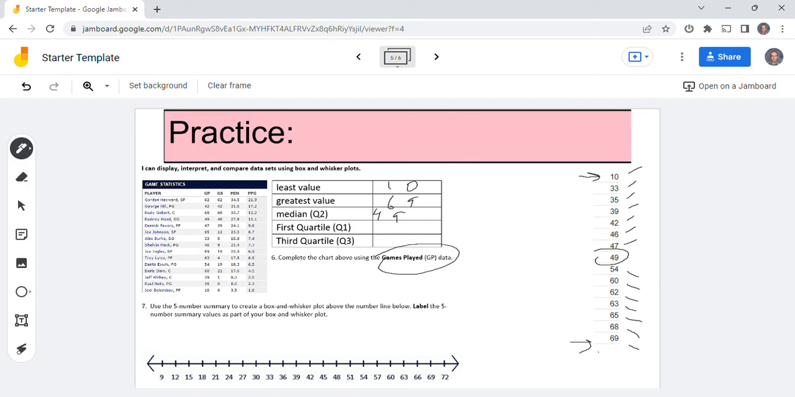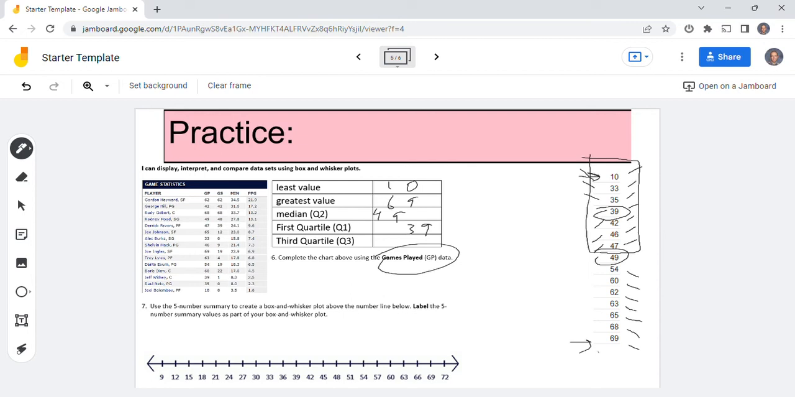First quartile now, we need to take this smaller half and find the median of that. We know that there are 7 numbers, so we're going to go 3 and 3 and find the middle. So 1, 2, 3 on this side, 1, 2, 3 on that side, and our middle number right there is 39. So that's our first quartile, 39.